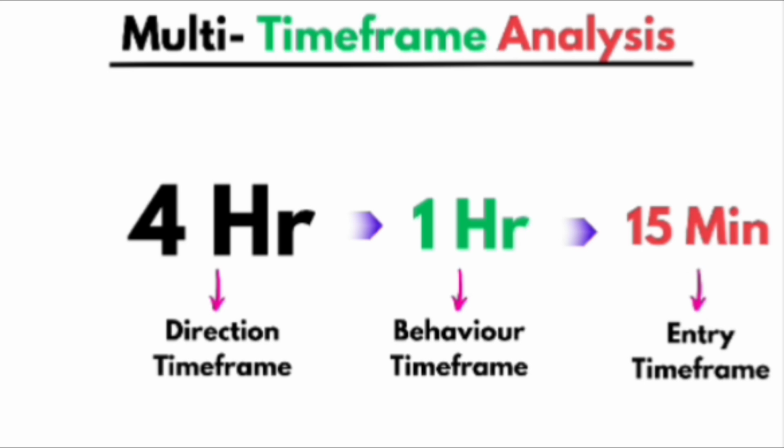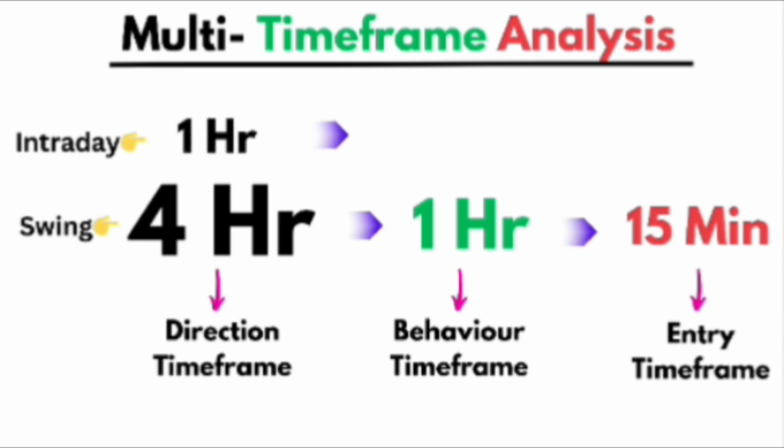The time frames you use depend entirely on your trading style. For example, since I combine intraday and swing trading, I use the 4-hour chart to identify direction, the 1-hour chart to study market behavior, and the 15-minute chart for trade entries. However, if you're a scalper, your time frames will be different. You might use the 1-hour chart for direction, the 15-minute chart for behavior, and the 5-minute chart for entries. So always remember, your time frame selection should match your trading style. I've given you these examples so you can choose the right combination for your own approach.